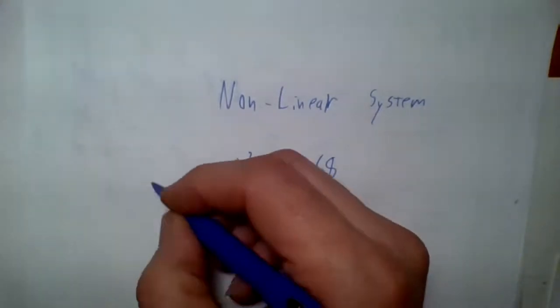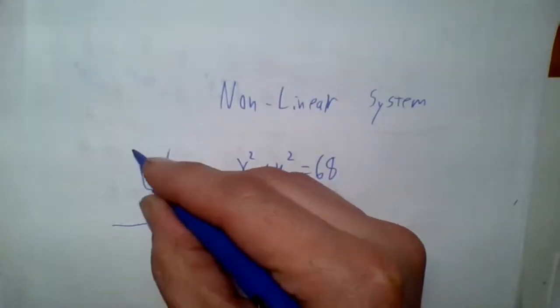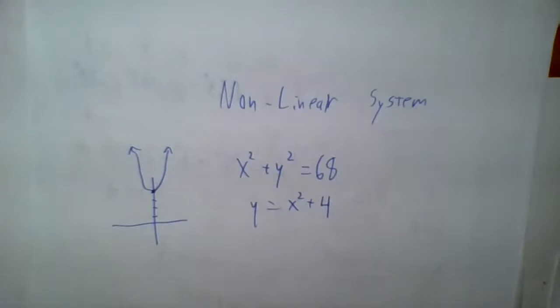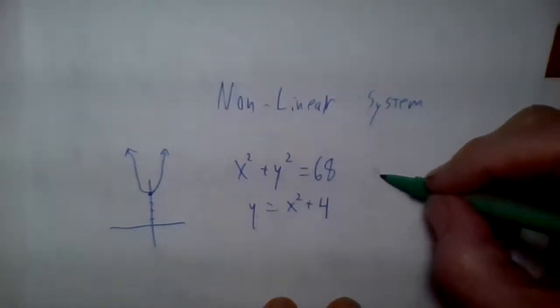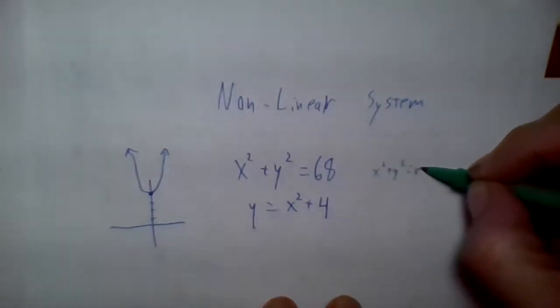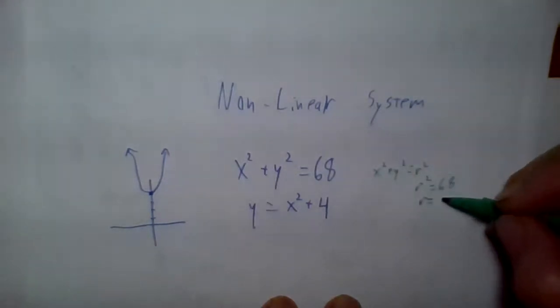So that's going to start at 0, 4 instead and have, just like the graph of x squared, one of these parabola things. So that was a basic quadratic graph. Looks like that. X squared plus y squared equals 68 is actually a circle graph. X squared plus y squared equals r squared was the basic form for circle graphs. So r squared equals 68, and that means the radius of the circle is 8 point something.